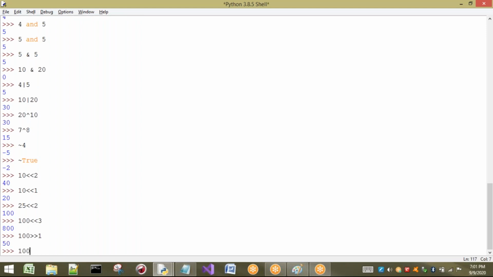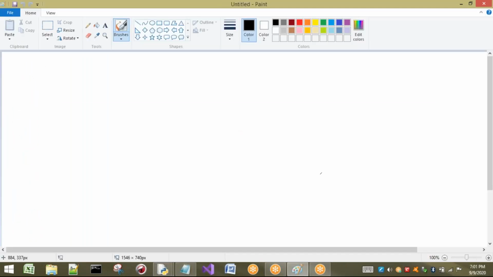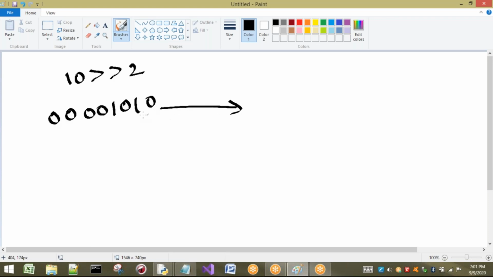If I take 2 bits, then what is the answer? Divide by 2, divide by 2. 100 by 2, 50. 50 by 2 is what? 25. Okay, I will show you. Just I will take one small value here, 10. Right shift 2. 1 0 1 0 1 0 1. 2 bits I have to shift out to the right side.